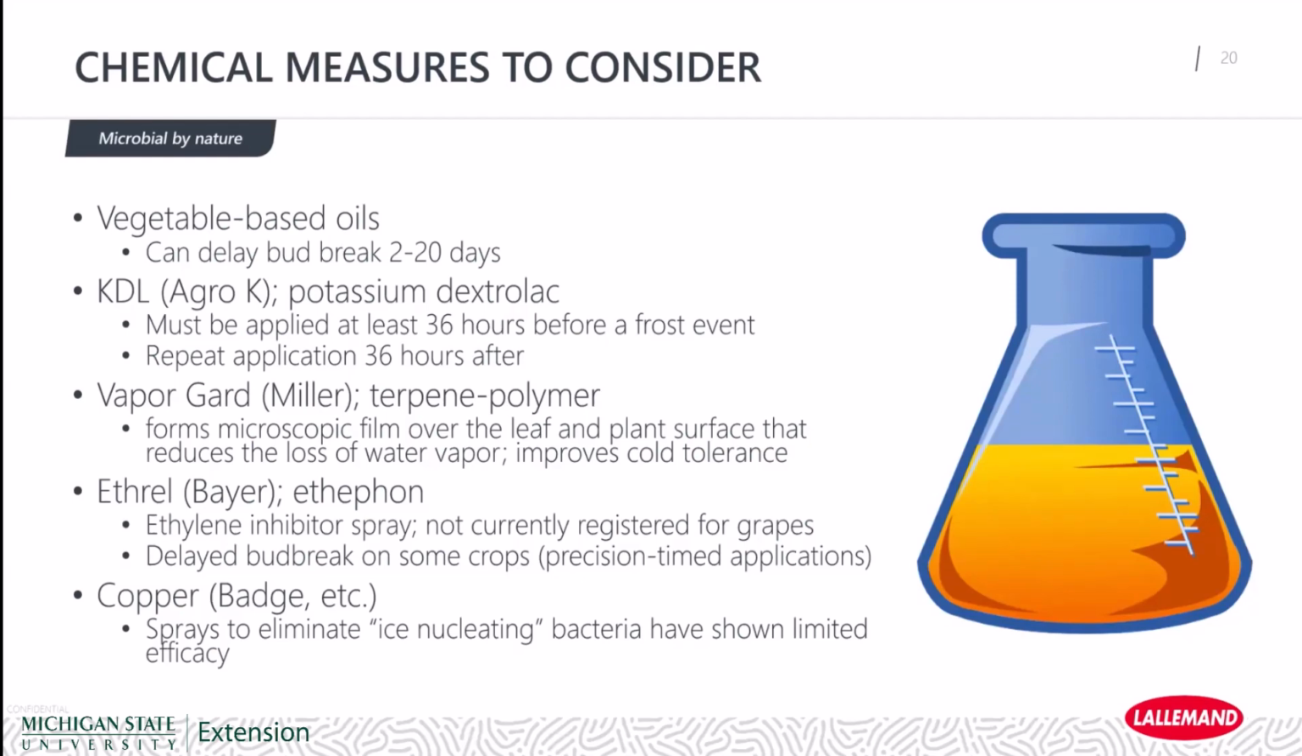The last type of chemical measure I want to mention is copper sprays. Copper sprays, like Badge, will really work to eliminate ice nucleating bacteria. There's limited efficacy data on this, but I do believe that people in cold growing regions have had a bit of success with this. So just another tool in your toolbox to really think about when you are developing your cold tolerance strategy.